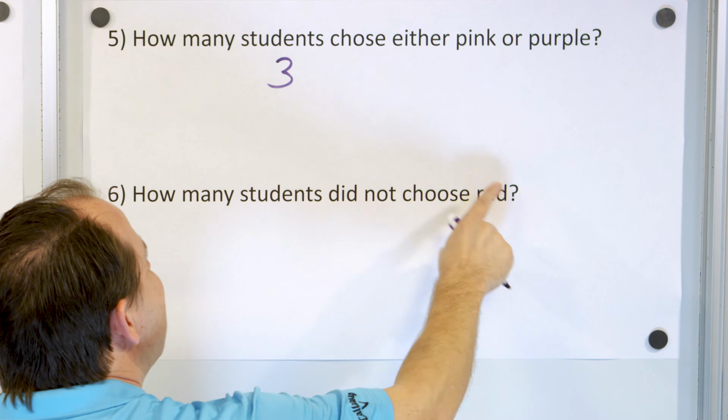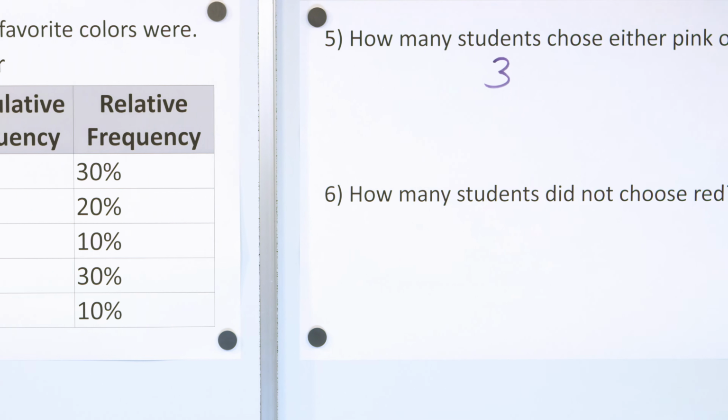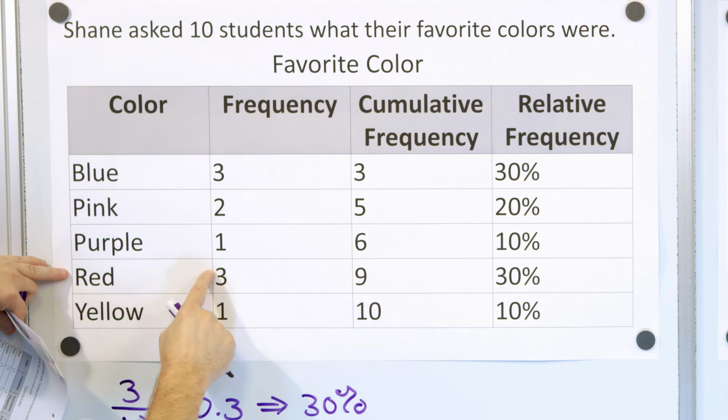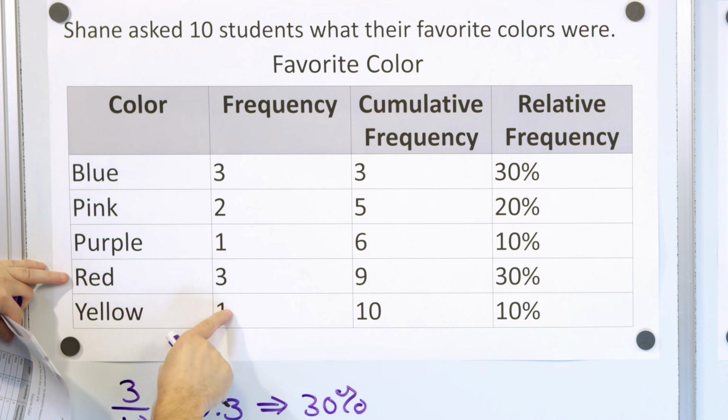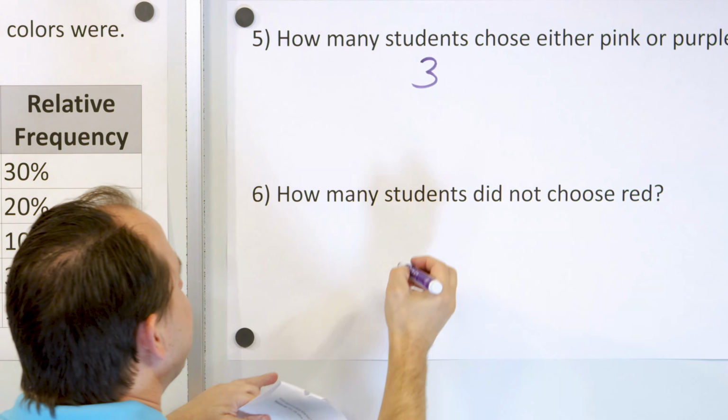How many students did not choose red? So here's red. So how many people did not choose red? Well, that will be 3 plus 2 is 5, then 6, then 7. We skip over that for 7. How many people didn't choose red? 7.